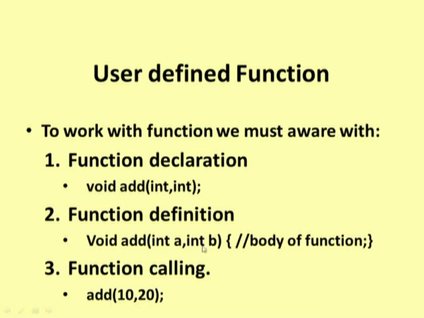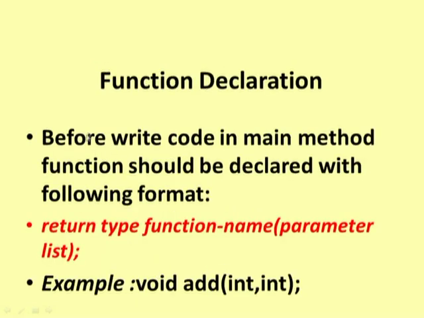So 10 is equal to a and 20 is equal to b. So 10 and 20 values are passed with the add function, and it performs the addition functionality, prints the addition of the 10 and 20, and generates the output. So these are the 3 phases: function declaration, function definition, and function calling. Clear? Now let us discuss in detail what is function declaration, what is function definition, and how we can call the function.